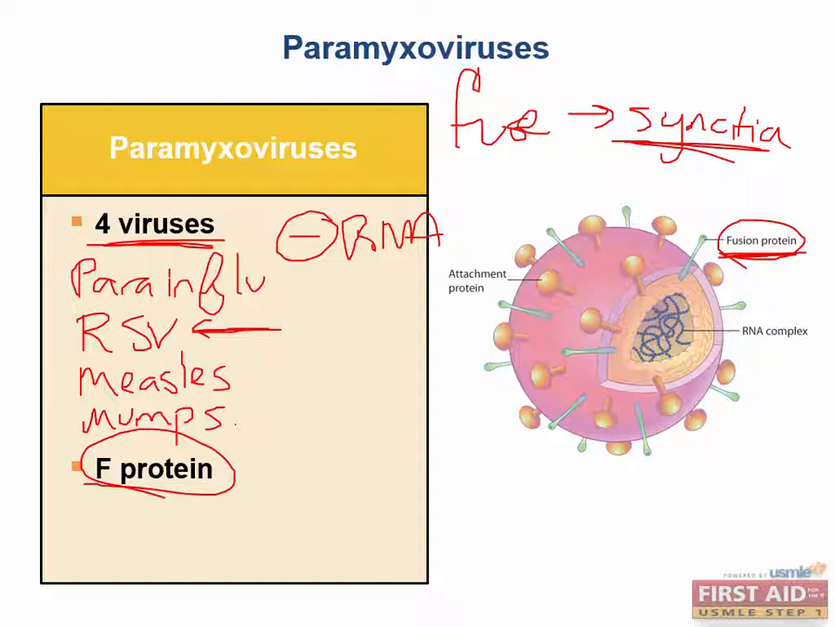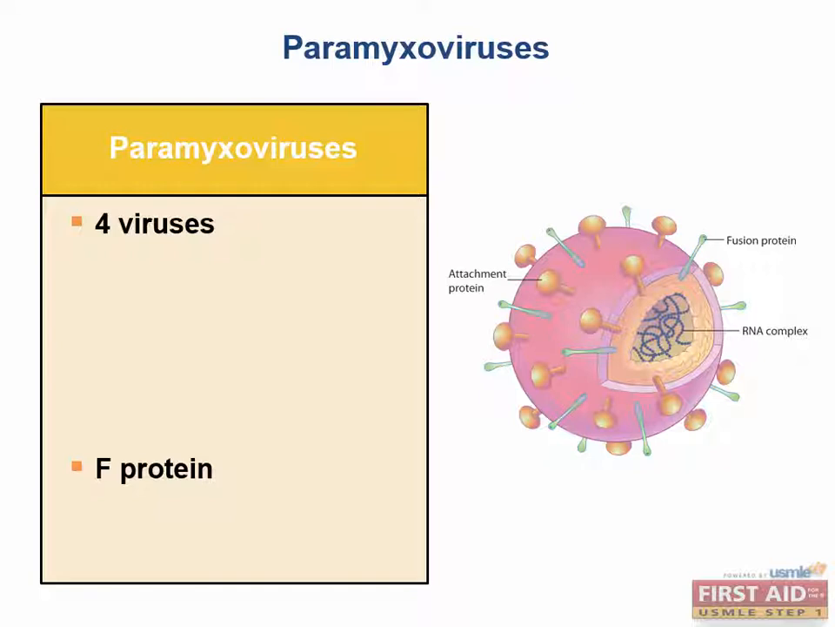For respiratory syncytial virus, which can cause severe bronchiolitis in infants, we can give a monoclonal antibody called pembrolizumab, which is a monoclonal antibody against the fusion protein, which prevents bronchiolitis and pneumonia in premature infants.